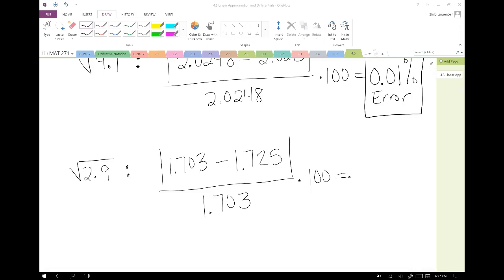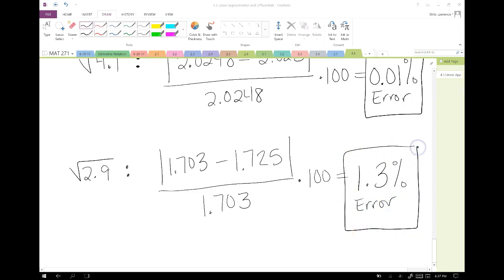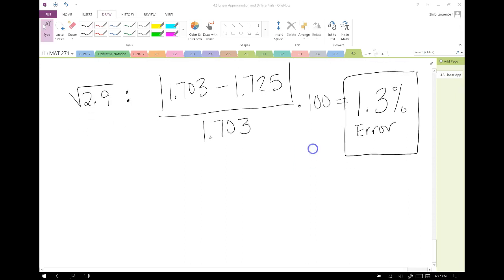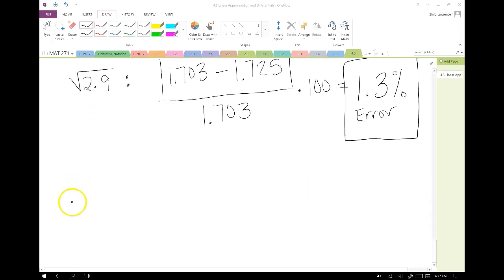So this one still wasn't too bad. When you subtract and then divide and then multiply by 100, you get about 1.3%. That's still pretty good. 1.3% error. And then we're also going to do the error on our square root of 31, which we saw our linear approximation was way off of the actual value. So I'm expecting this error to come out really big.